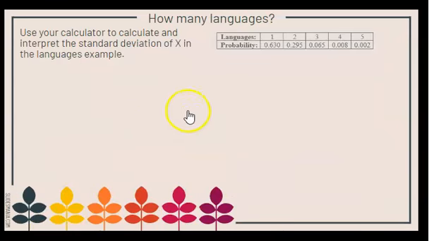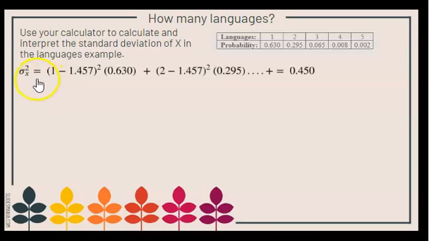So we're going to go back and look at that languages example we used in the last video about how many languages an average high school student speaks. Okay, and we're going to use our calculators in a moment to find the standard deviation. But first I want to walk you through what does it look like to calculate variance. And what do you need to show for work? Well, variance looks like this, right?